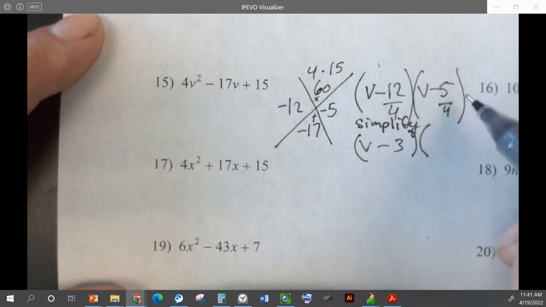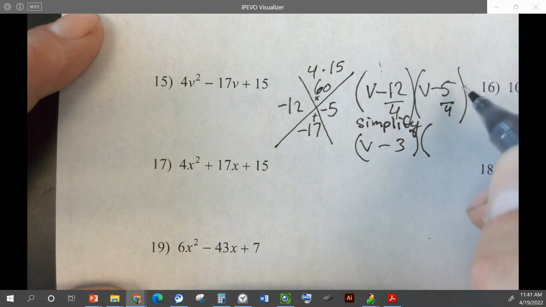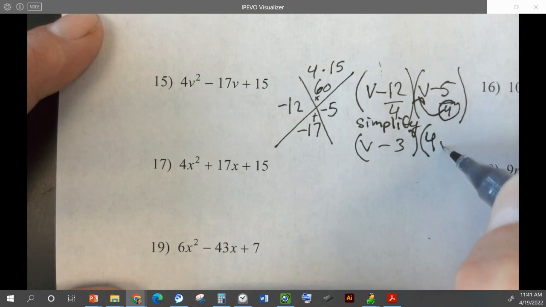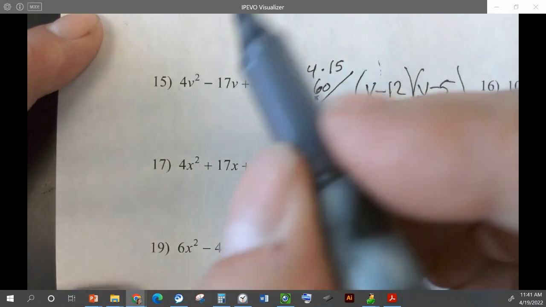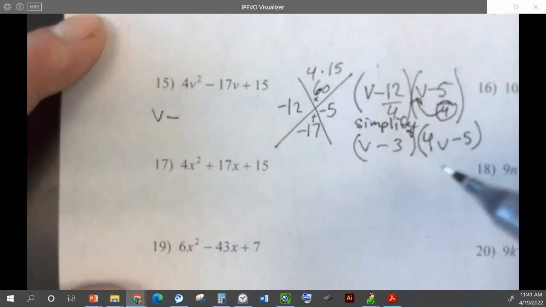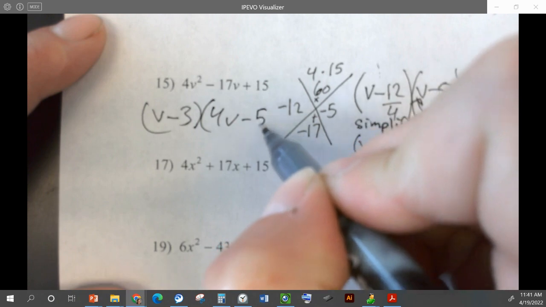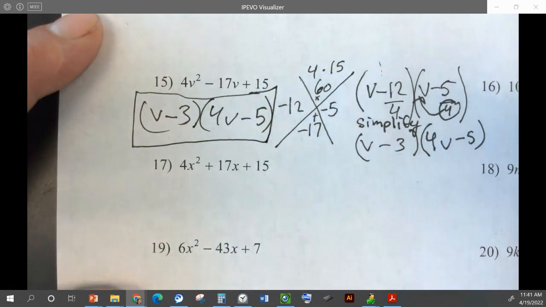And then can we simplify here? Is there anything that goes into 5 that goes into 4? No. So that one's stuck. So all we have to do is bring the bottom up. So 4v minus 5. And over here we have 4, that's our answer. V minus 3, 4v minus 5. That is our answer for 15.